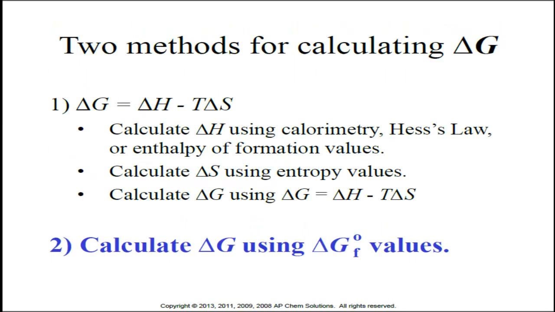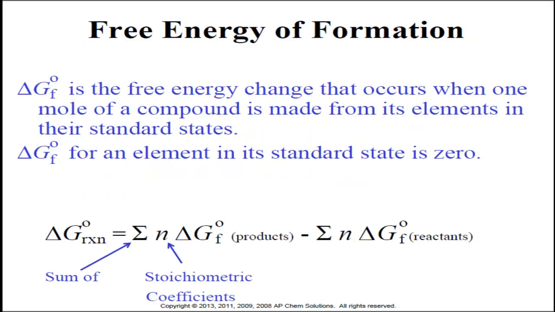The other method for calculating delta G is to use our delta G of formation values, and these are going to be given in Appendix C of your textbook. So this is the free energy change that occurs when 1 mole of a compound is made from its elements in their standard states. So the delta G for an element in its standard state is going to be 0, just like we did for delta H earlier.